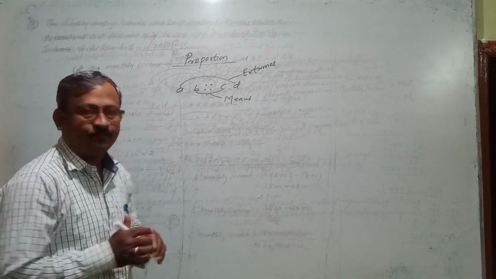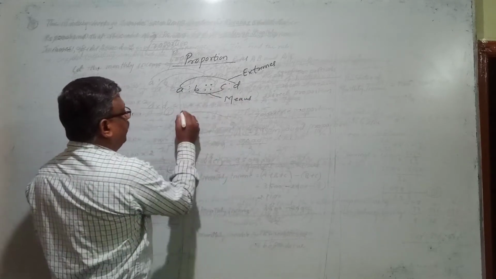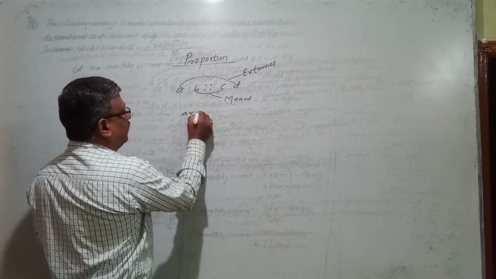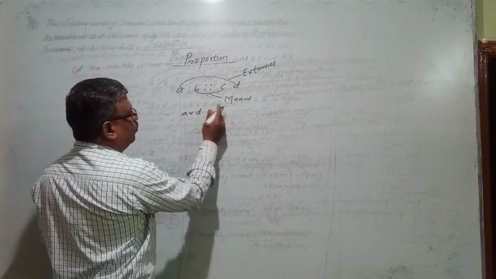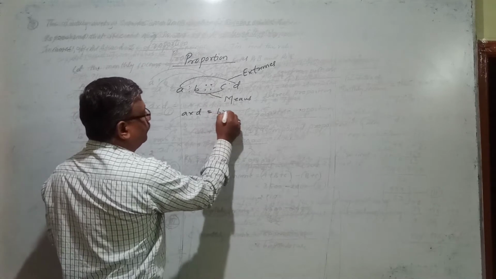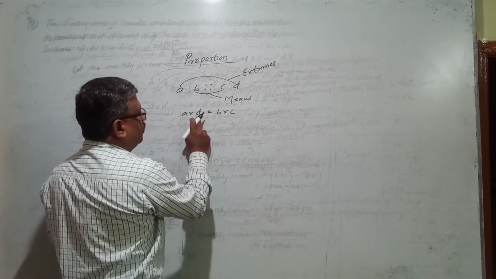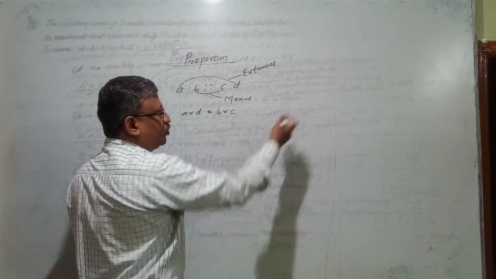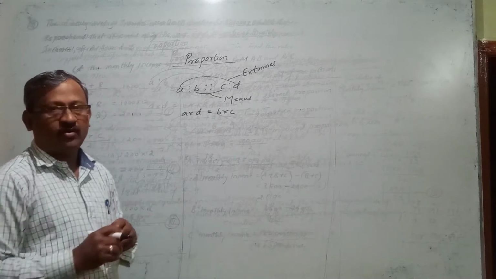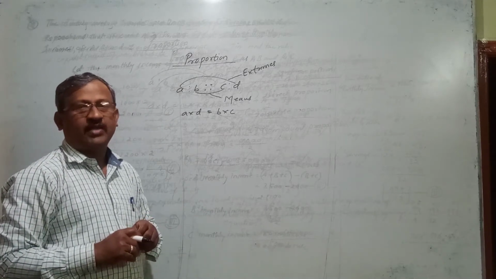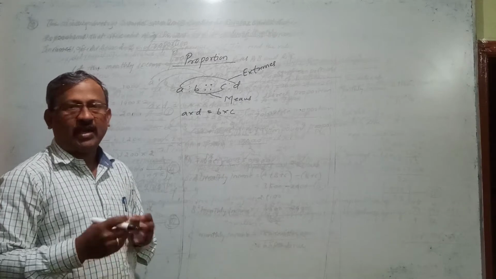That is, A into D, you have to multiply on one side. That must be equal to B into C. If you multiply these two terms on one side and these two terms on the second side, the multiplication of these two terms comes to the same. Just to make it more clear, you can have an example.